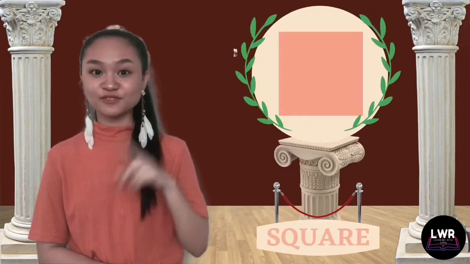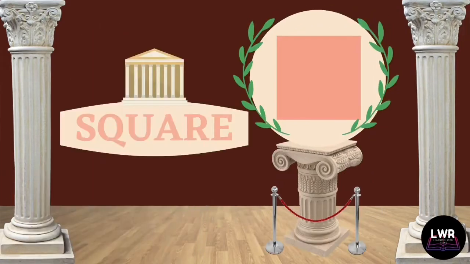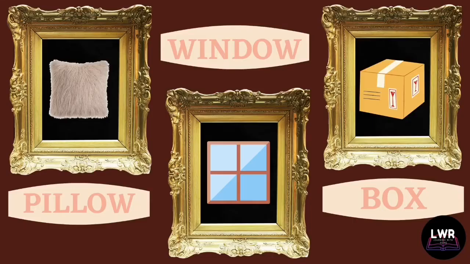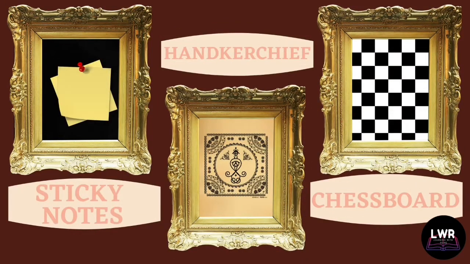Moving on, we have a square. A square is a plane figure with 4 straight sides having the same length and 4 right angles. The following objects are examples of a square: a pillow, window, and a box. Included in the list are sticky notes, handkerchief, and chessboard.